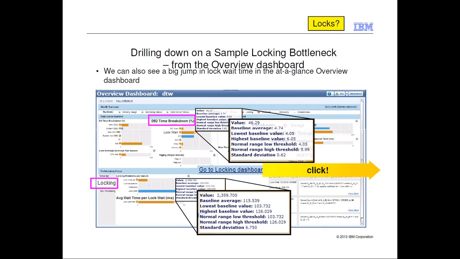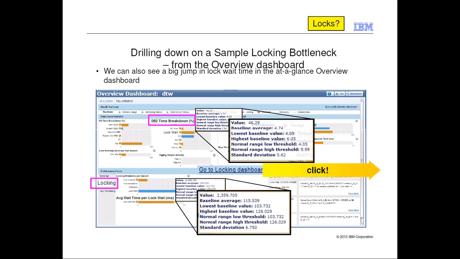We'll try to identify how we can find out the root cause of this particular issue. On the overview dashboard, we look at the time. There's a section called the DB2 time breakdown percentages, and again we compare the times between the baseline time and the current time. We observe that the baseline average was 4.74% in terms of lock wait, whereas in the current time slice that we have selected, it's about 46%, which is extremely high, which means there have been more locks that have occurred in this particular time slot.